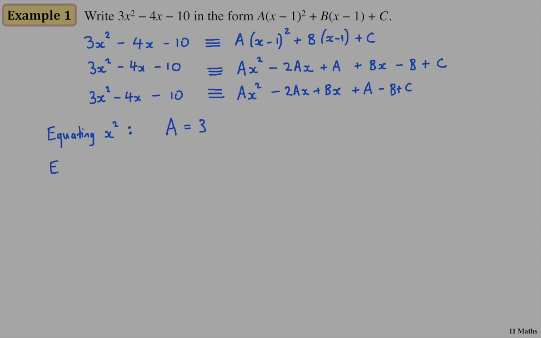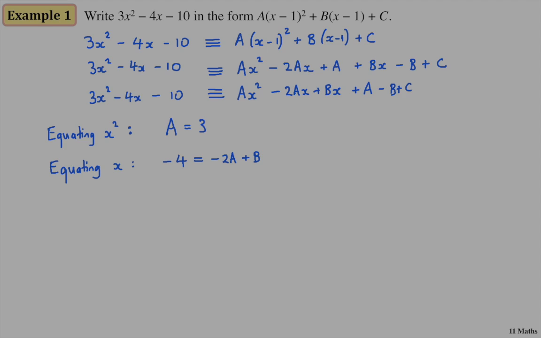I'm also going to look at the equations, and I'm going to equate x. So looking on the left side, I've got in front of the x, there's a minus 4. Looking on the right side, in front of the x's, there's a minus 2a, but there's also a plus b because there's more than one x term. So I need to factor that into my working here. So on the left side in front of x is a minus 4. On the right side, I've got a minus 2a and a plus b in front of my x terms.